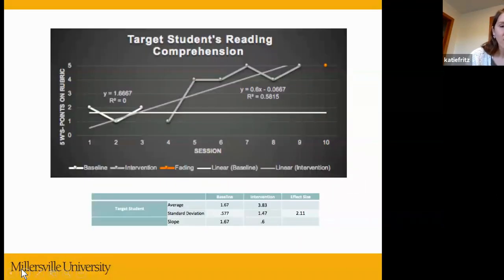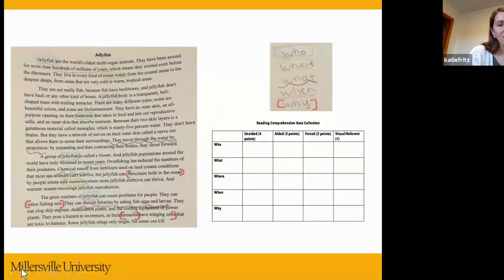And the jellyfish one that you see there is actually the first one that we used with this target student to show her how to do this. Really cool anecdotally, when she finished, she said, "Can I take this with me?" And I said, "Yeah, absolutely. But can I please make a copy? Because this is so cool and you did such a great job." So she was very excited about this intervention.